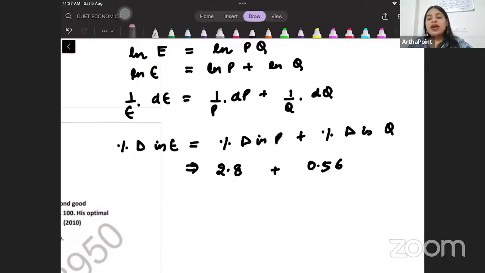Which means that actually they want us to take elasticity in the negative only. So this will be 3.14, right? So this will be 3.14.